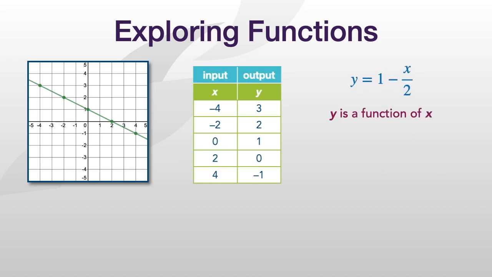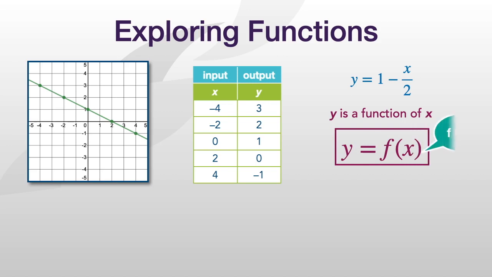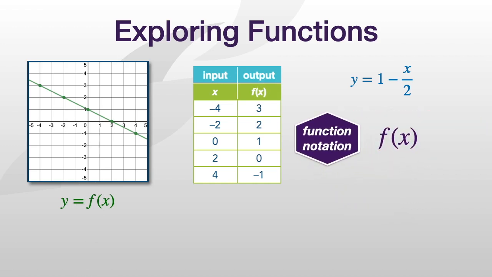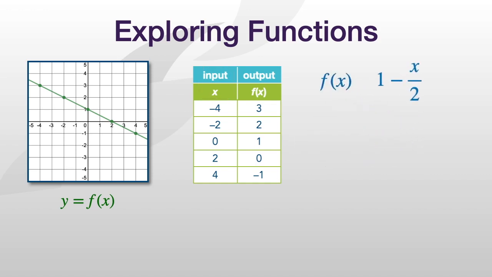Because every input leads to exactly one output, we can say that y is a function of x. A shorter way of writing this is to say y equals f of x. This is what is called function notation, and we can use it to label our graph and the output of our table. The f is the name of the function, and we could use any letter. The x represents the input of the function. So the equation of our function is f of x equals (1 minus x) divided by 2.